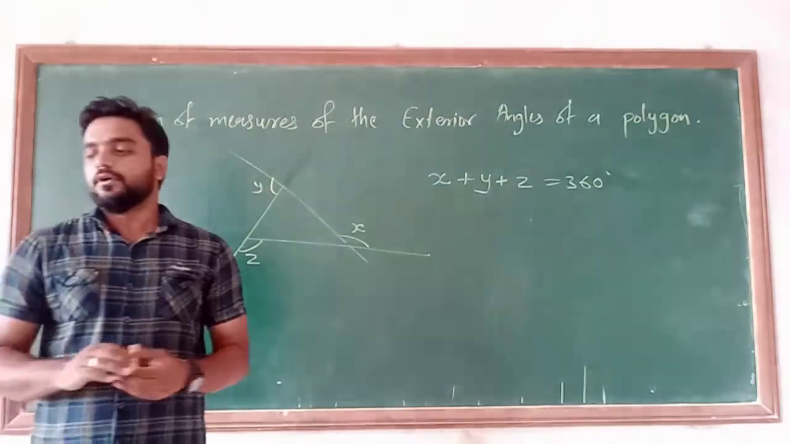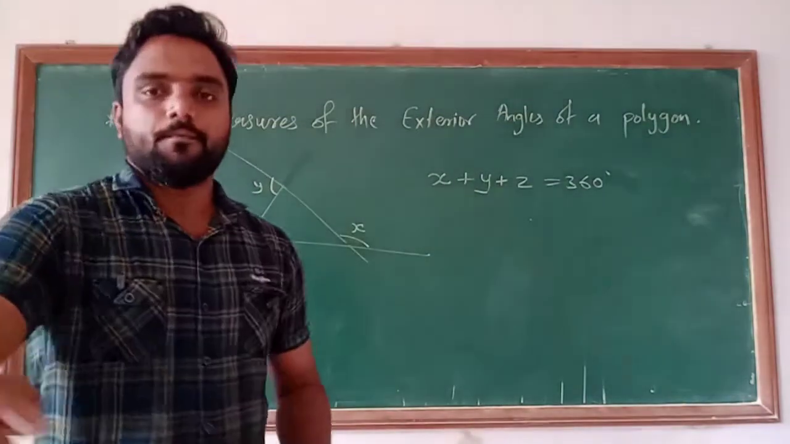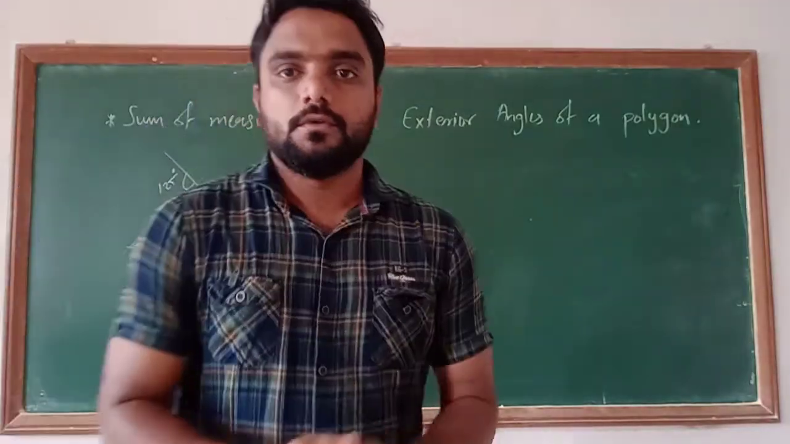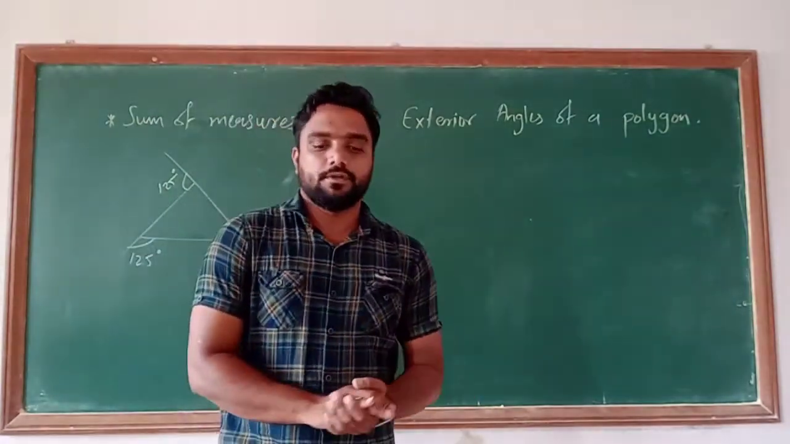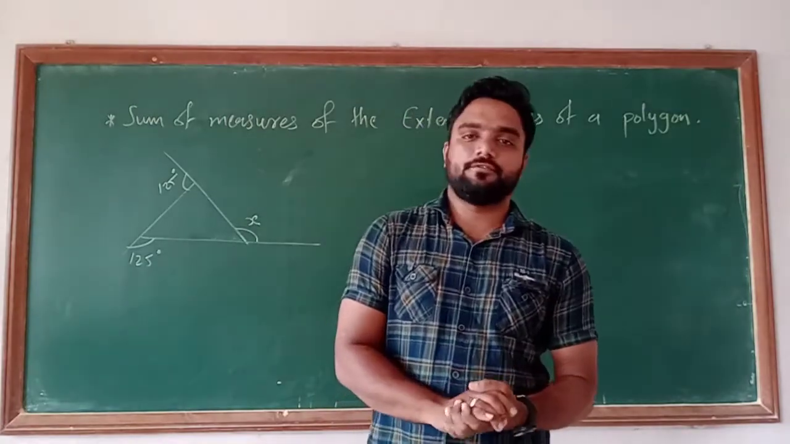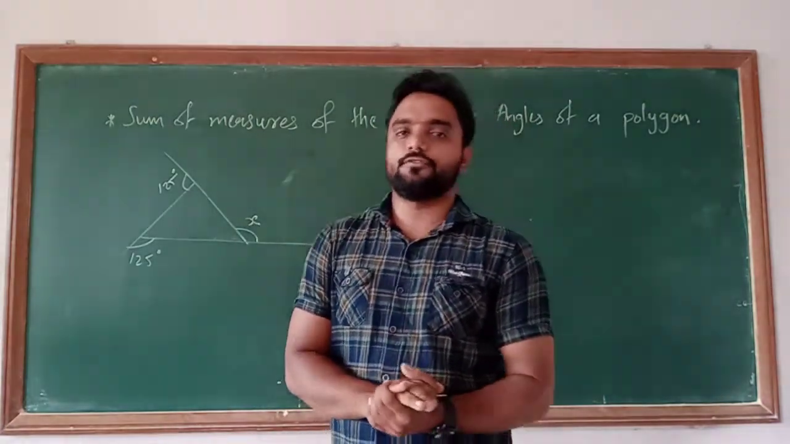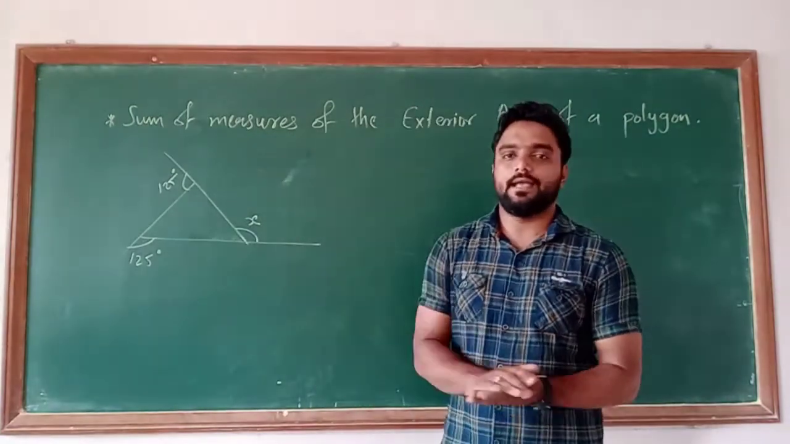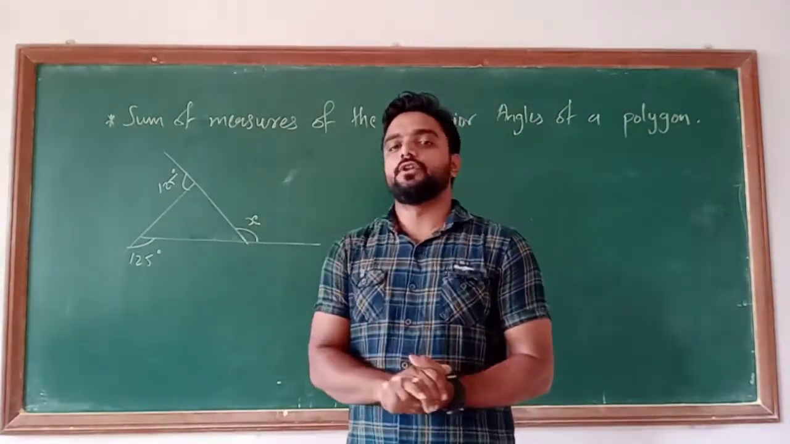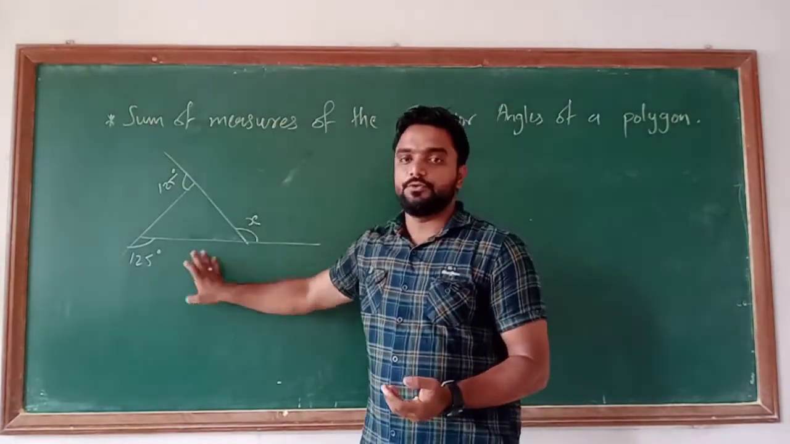Okay, so we will proceed to our next exercise, that is exercise 3.2. In the first question of exercise 3.2, it is given: find x in the following figures. So the figures are given to you, and in each figure you have to find the value of the measure of angle x, means the unknown value you have to find. Understand or not? So the first figure given to you is a triangle.